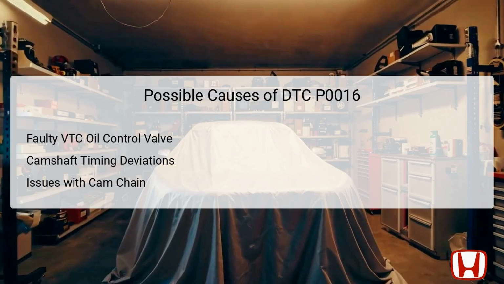Additionally, problems with the cam chain, such as stretching or damage, may also result in a misalignment of gears, leading to camshaft timing issues. Lastly, if the VTC actuator is not functioning correctly, it won't properly adjust the camshaft, thus reflecting incorrect values within the PCM. Addressing these issues promptly is vital for preserving engine performance.